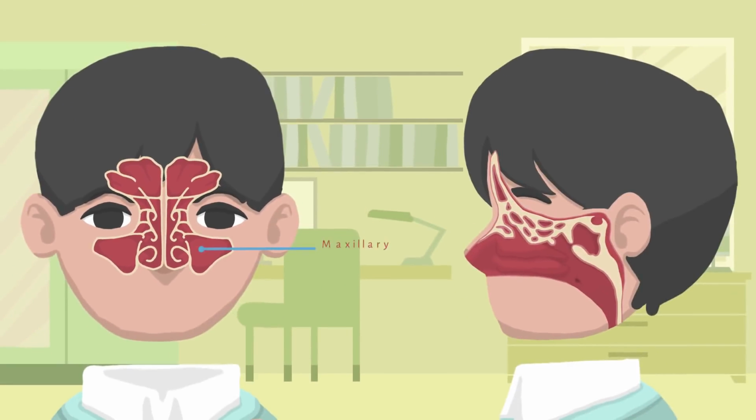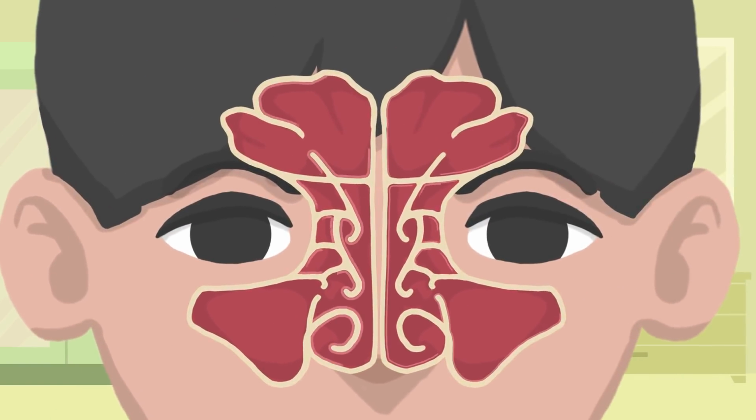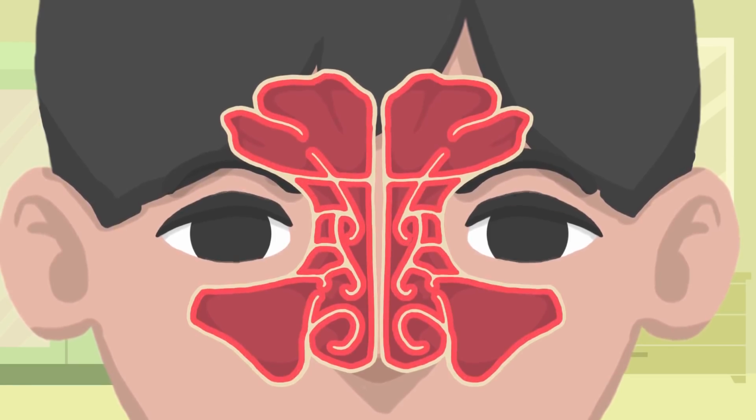Your cheekbones hold your maxillary sinuses, the largest. The low center of your forehead is where your frontal sinuses are located. Between your eyes are your ethmoid sinuses. In bones behind your nose are your sphenoid sinuses. They're lined with soft pink tissue called mucosa. Sinusitis means your sinuses are inflamed.